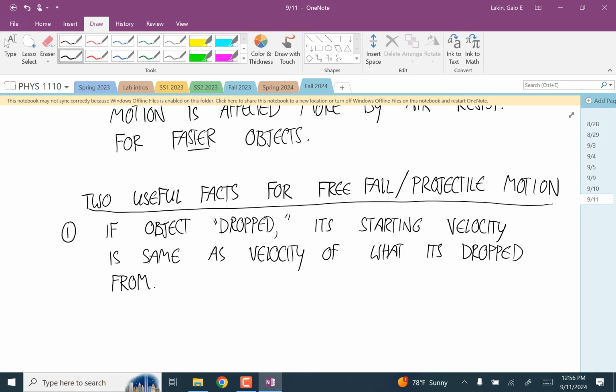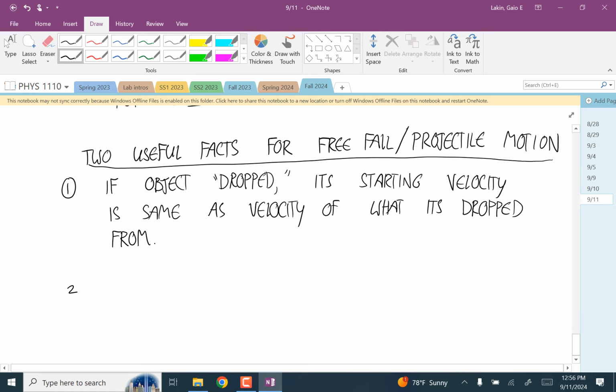And then on the other hand, if you drop an object from, well, we're going to do a problem where something's dropped from a bridge. Well, the bridge has a velocity of 0, so the object has a velocity of 0 right when you first let go of it. Okay, so we're going to use that all the time.